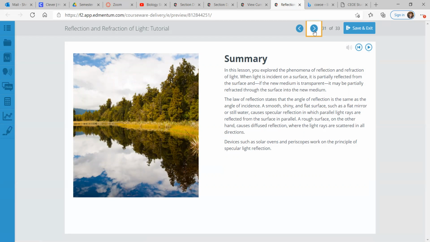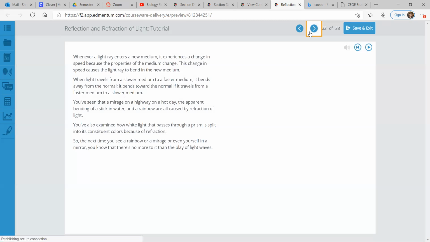The law of reflection states that the angle of reflection is the same as the angle of incidence. A smooth, shiny, and flat surface, such as a flat mirror or still water, causes specular reflection, in which parallel light rays are reflected from the surface in parallel. A rough surface, on the other hand, causes diffused reflection, where the light rays are scattered in all directions. Devices such as solar ovens and periscopes work on the principle of specular light reflection.